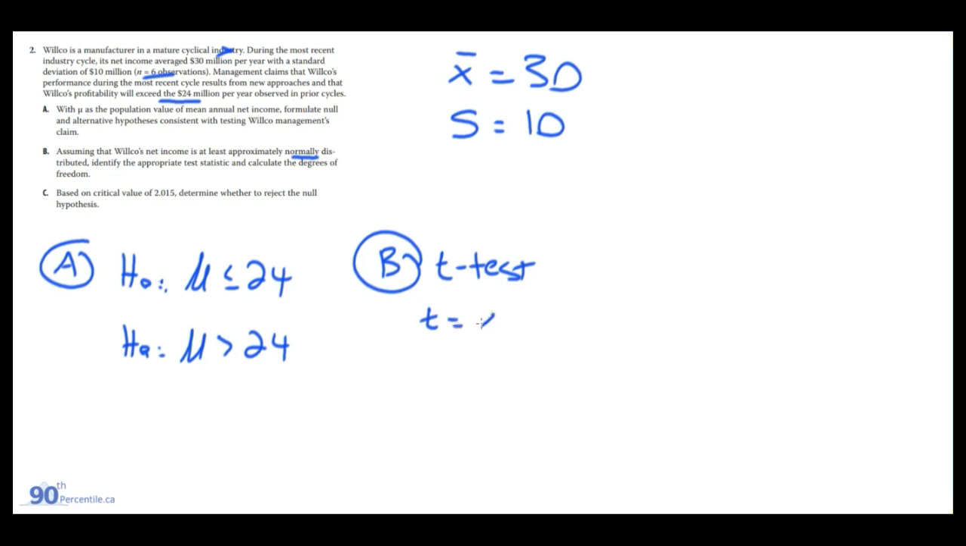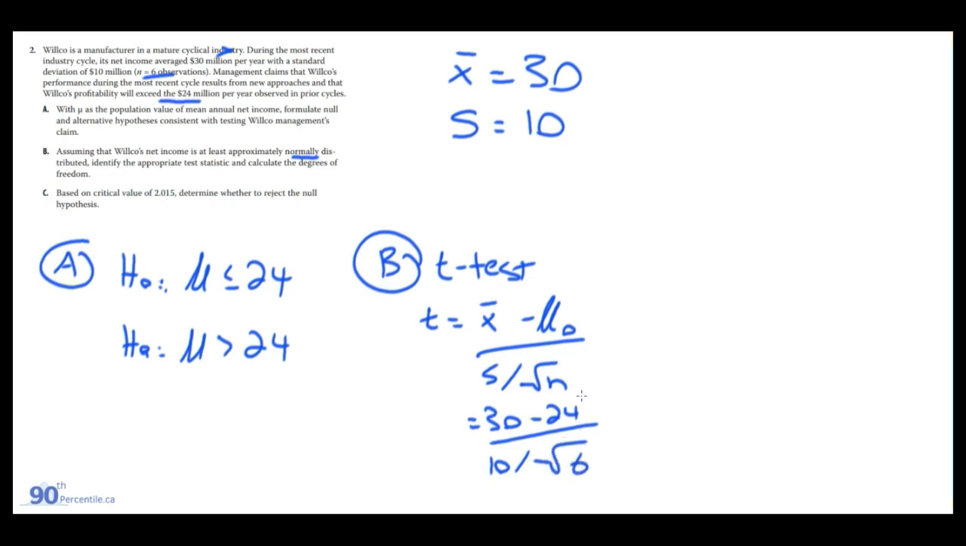critical value, the formula is x bar minus the hypothesized mean over the standard deviation divided by the square root of n. We plug all our stuff in from up here. We have 30, which is our mean that we observed, versus the hypothesized mean of 24, divided by the standard deviation, which is 10, divided by the square root of 6. And if we run this calc out, we get 1.47, around that. And now we're going to have to compare this to the critical value.